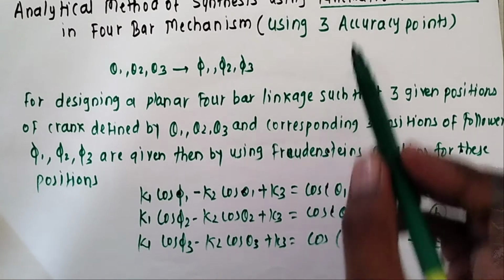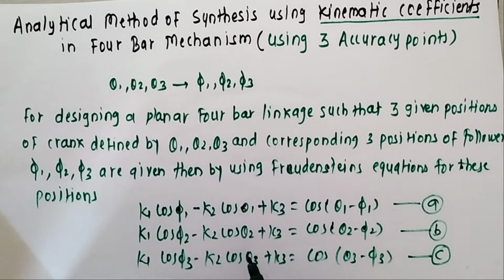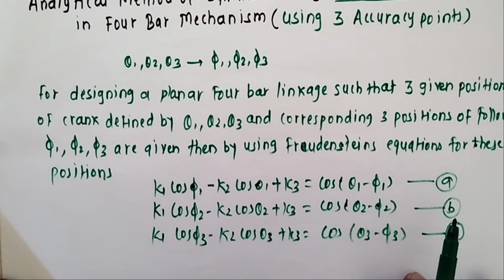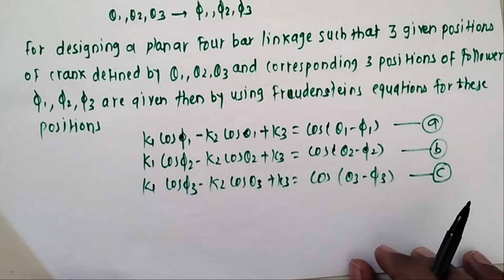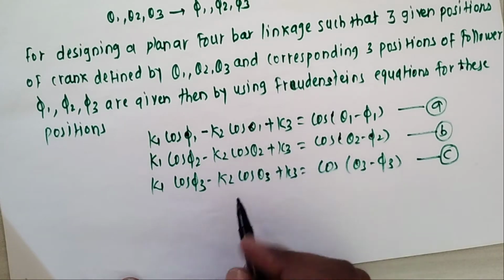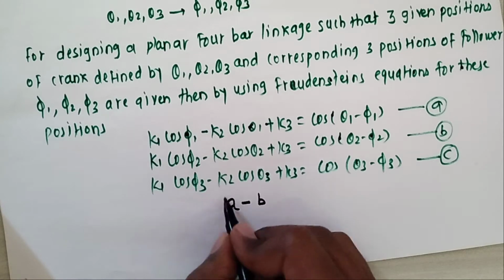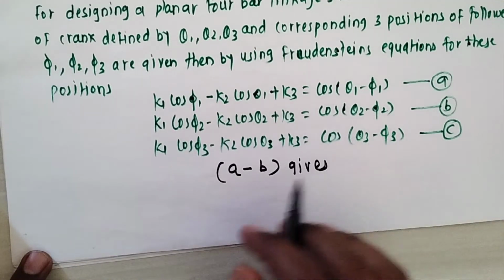But in this method, that is the method of kinematic coefficients, instead of solving these three equations directly with the help of a calculator, a new procedure is derived. We'll see how to solve these numericals, how to solve these equations by using kinematic coefficients. So the first step after obtaining these three equations is, we can write equation A minus equation B.